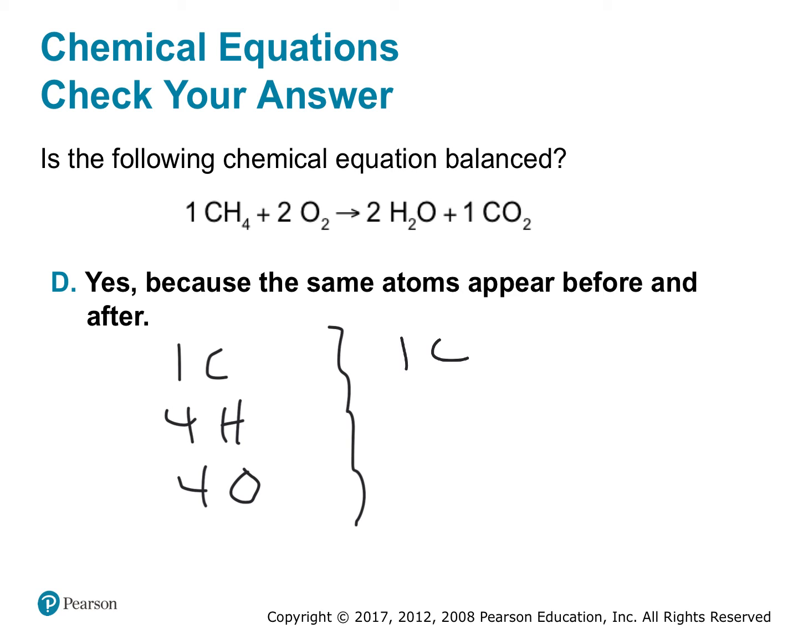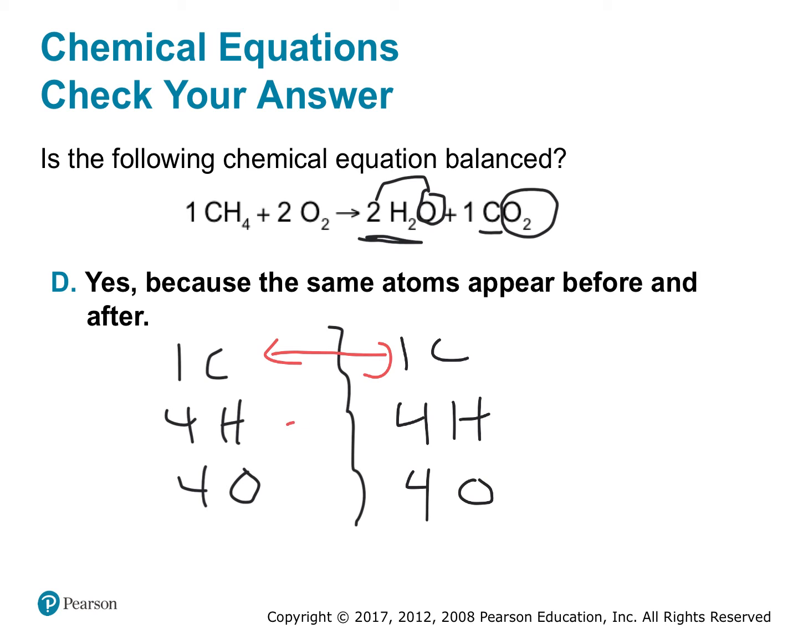I've got one carbon, that's that guy. I've got 4 hydrogen, which is 2H2. And then for the oxygen, I've got the 2 oxygen from there and the 2 oxygen from there. That makes 4 oxygen total. And I can see that the numbers are the same on each side of the equation. So the equation is indeed balanced.